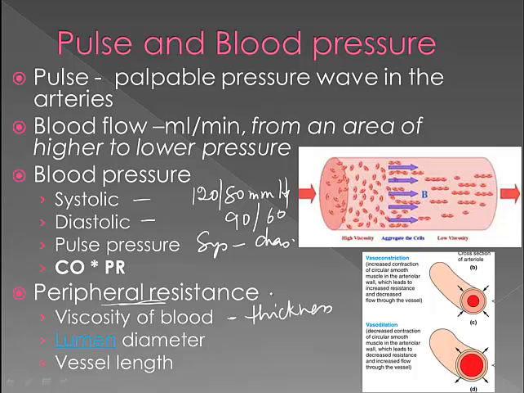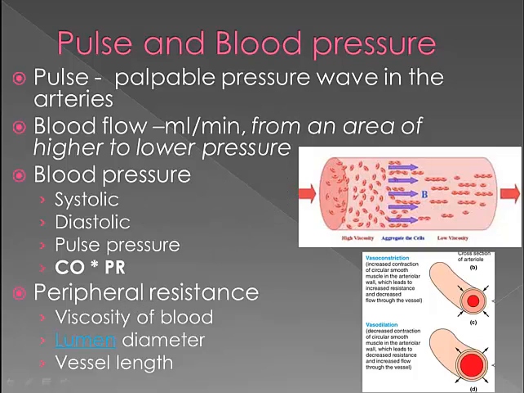So here this shows you a blood vessel. You can see, if you can see more cells here, it's highly viscous. And when you have fewer cells, the viscosity is less. The second is the lumen diameter. Automatically, if the lumen is narrow, as in vasoconstriction, this leads to an increased resistance. If the lumen is wider, the resistance is decreased. So vasodilation decreases peripheral resistance, vasoconstriction increases peripheral resistance.